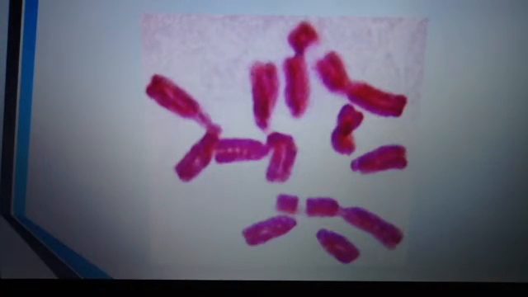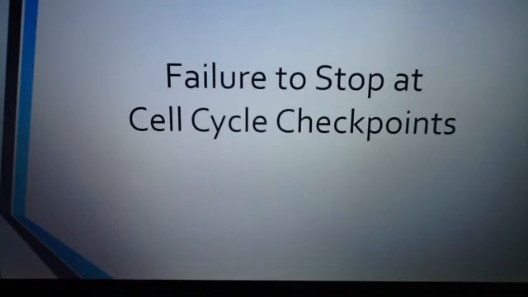However, some things can take over this process. So we think about the failure to stop at cell cycle checkpoints. For example, if there is a mutation in a gene that usually slows the cell cycle, the rate of cell division is accelerated. If there is a failure to pause for DNA repair, then faulty DNA leads to unregulated cell growth.